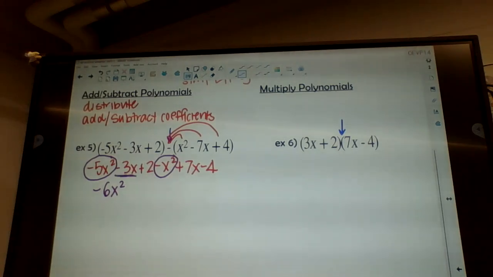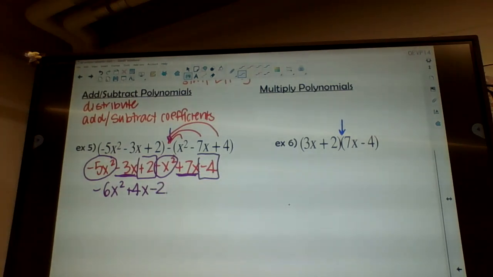This -3 and positive 7 is going to be a positive 4x. And positive 2 and -4 is going to be a -2. So that's our adding and subtracting. So watch out for that sign between those terms. There could be a plus sign as well. We just distribute the plus in, which really doesn't change anything.